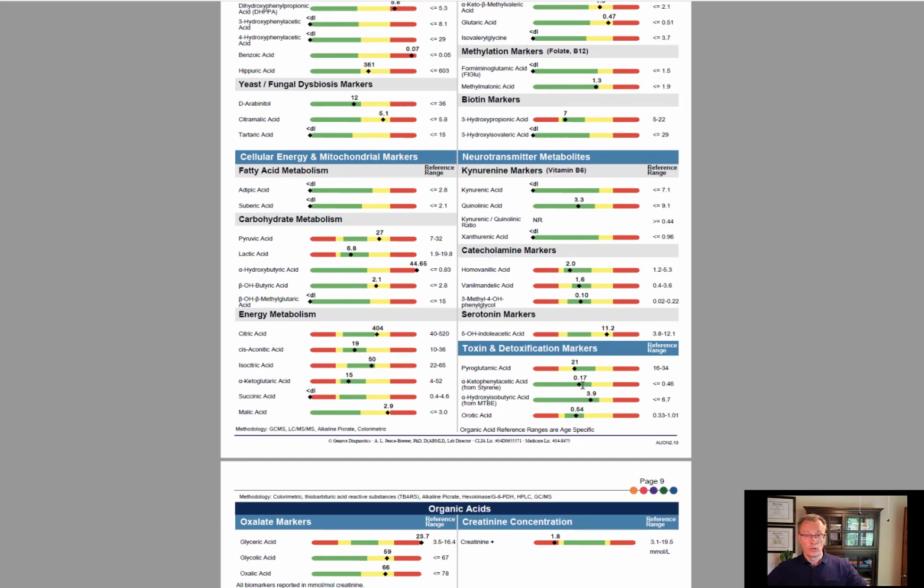Toxins will reduce efficiency of our Krebs cycle or our mitochondrial cycle. So we want to make sure that toxins will not be affecting it. We all are exposed to toxins, but some of us are able to remove them appropriately, and some of us are accumulating them, and then that causes a lot of issues.